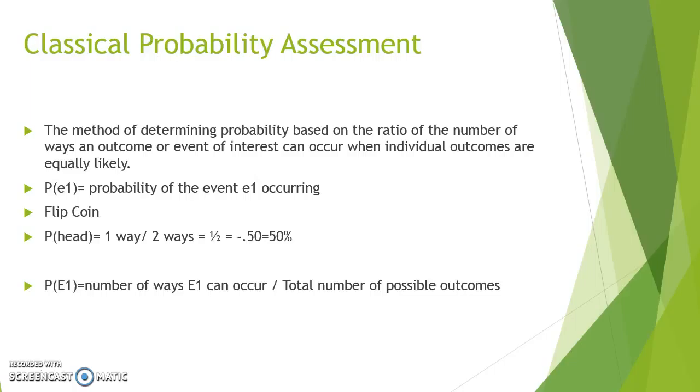So basically the probability of an event occurring, E1, is the number of ways E1 can occur divided by the total number of possible outcomes.